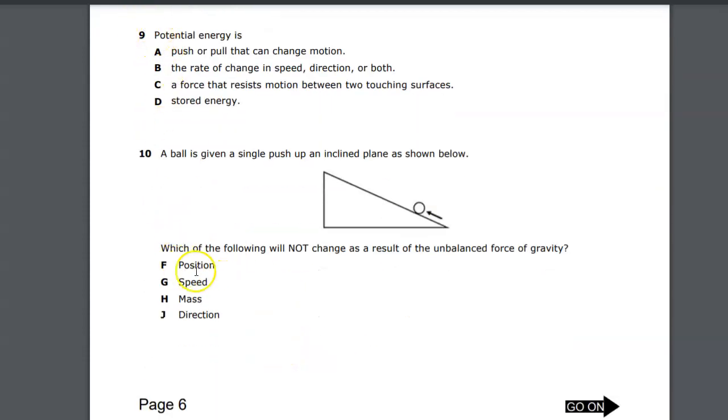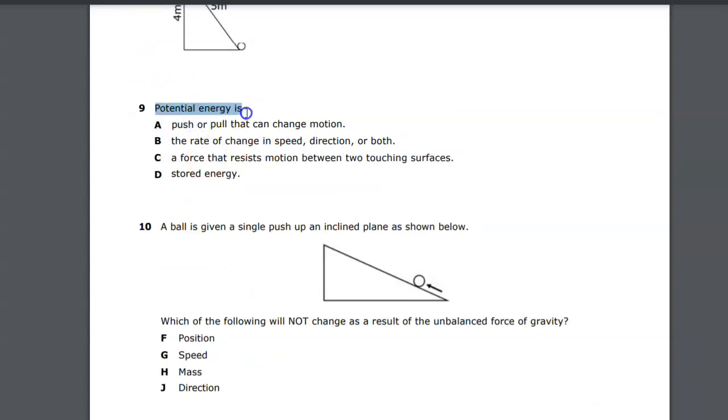Number 9. Potential energy is blank. Is it A, a push or pull that can change motion? Is it B, the rate of change in speed, direction, or both? Is it C, a force that resists motion between two touching surfaces? Or D, stored energy?